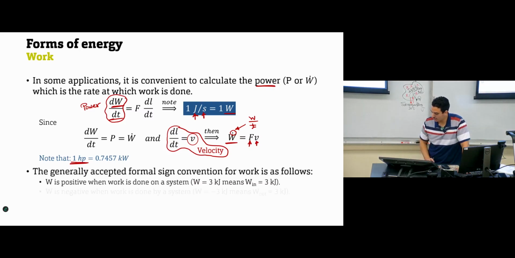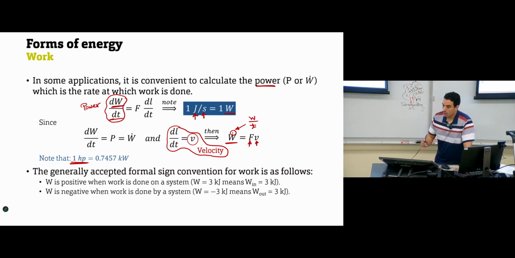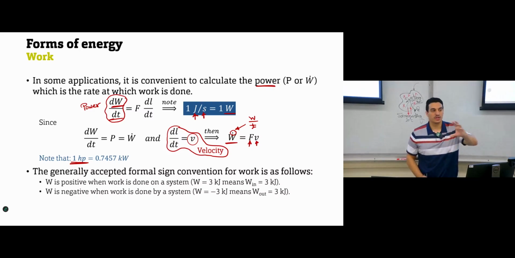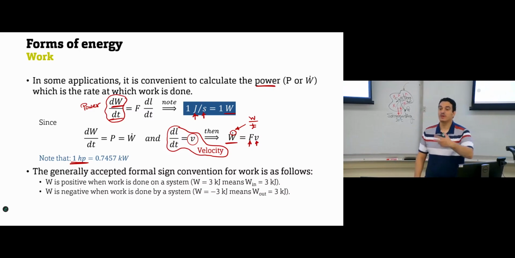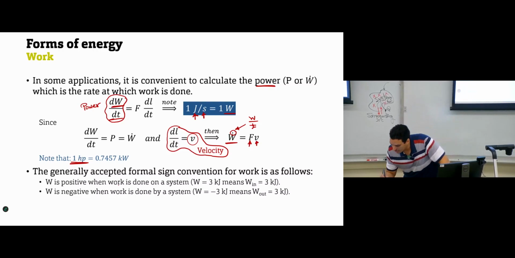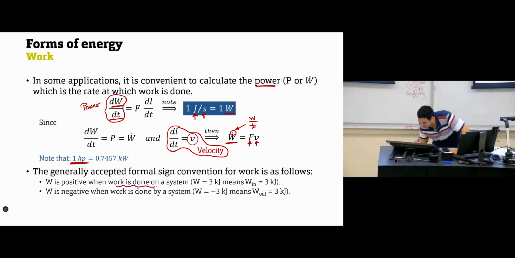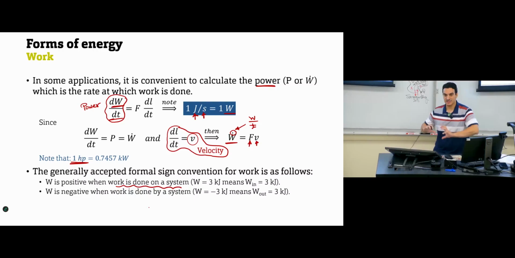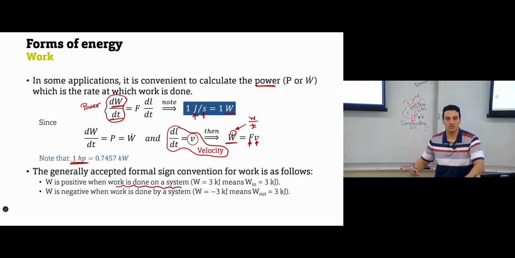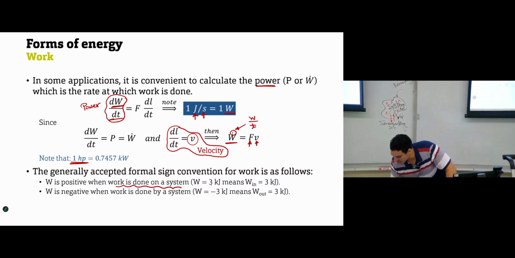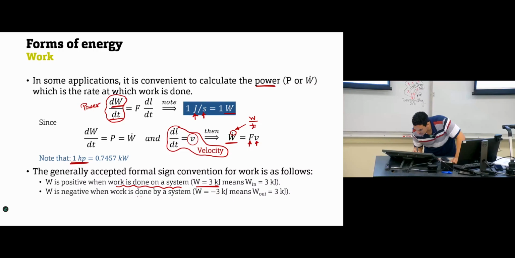And again, work has a sign convention. When you calculate work, it can be positive or negative, based on the direction. If you have work done on the system, where the surroundings are adding or applying work to the system, it will be positive. If the work is done by the system, the work will be negative.